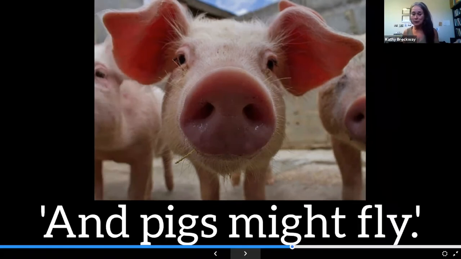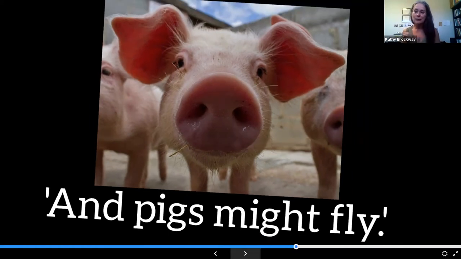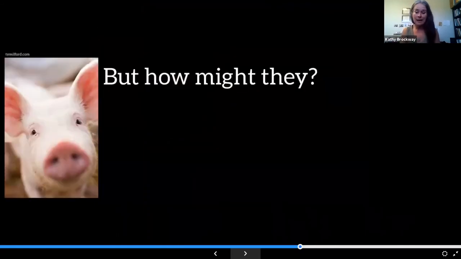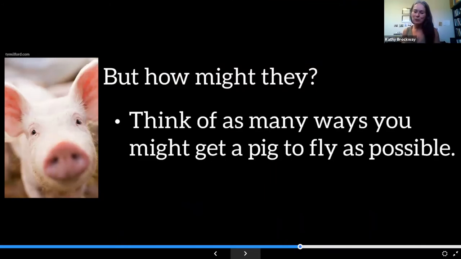All right, so here's a pig, and here's why I have the pig on the screen. I'm sure you've heard the phrase, "yeah, yeah, and pigs might fly." It's almost a put down. Like you'll say something's going to happen, or I'm going to do XYZ, and someone says, "yeah, yeah, and pigs might fly." Well, here's how a creative might take that. A creative might say, well, how might they fly?